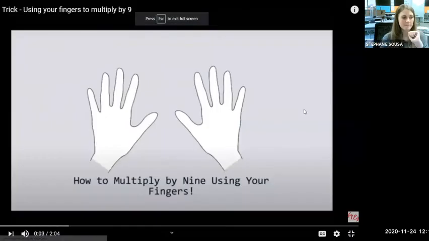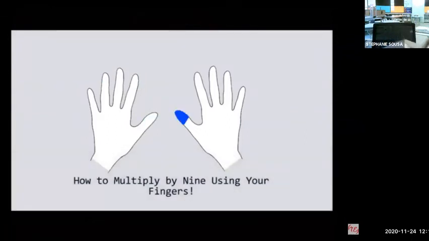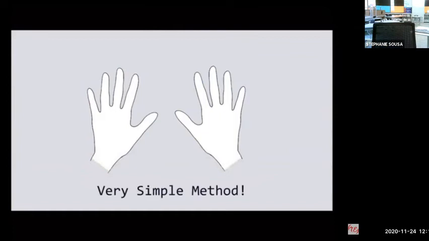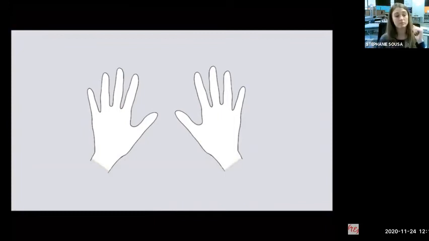In this video, I'll show you how to multiply by the number 9 using only your fingers. This is a very simple method, a fun, visual way to multiply by 9, especially for children. As a first example, let's look at 9 times 3.